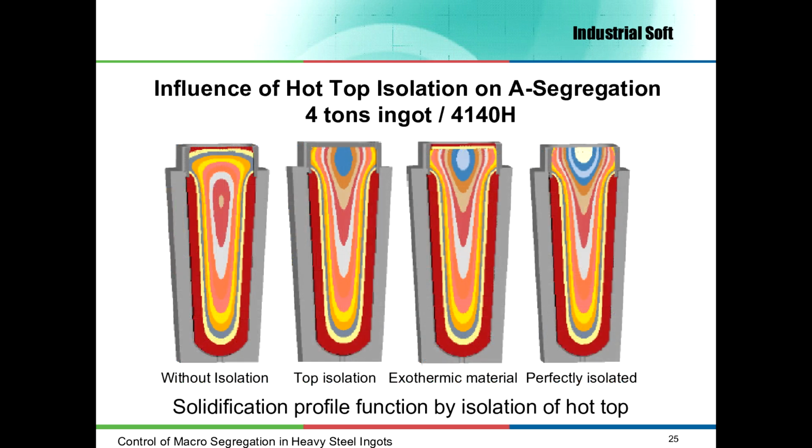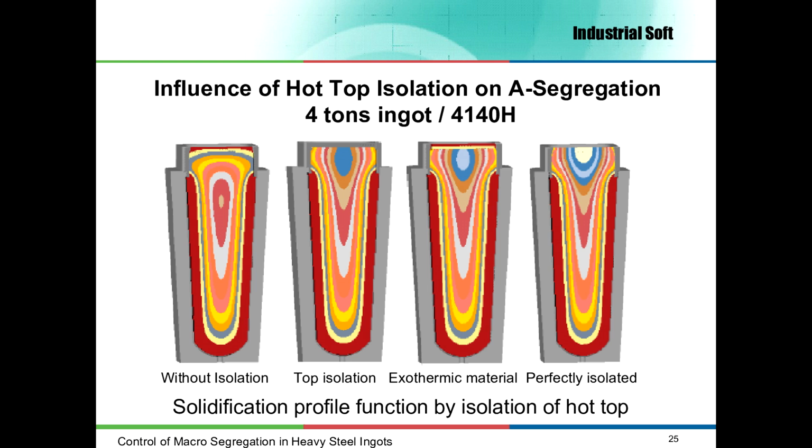In the next 3 slides I will present to you the influence of hot top isolation on segregation for a 4 tons 4140H ingot. In this slide is displayed the solidification profile of 4 ingots having various thermal isolation. The hot top of the first ingot has not been isolated, the second one has been isolated with a thermo-isolant material. For the third ingot exothermic material has been used, and for the last one the hot top is isolated perfectly.